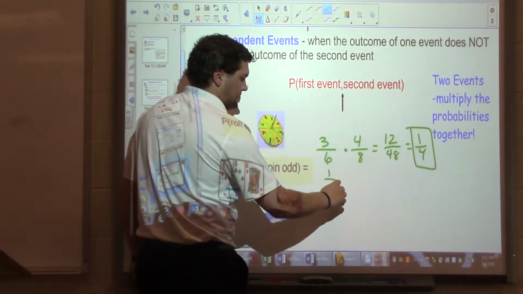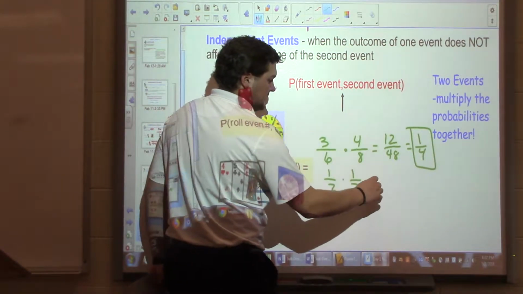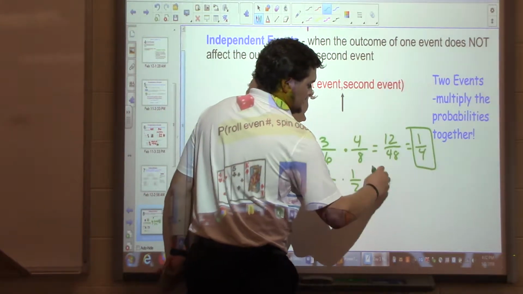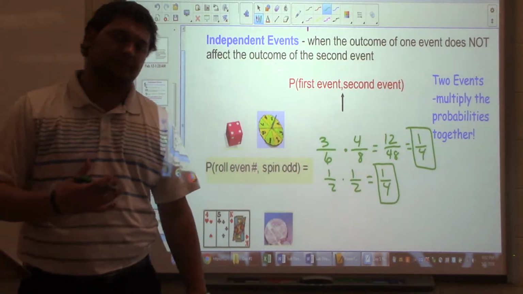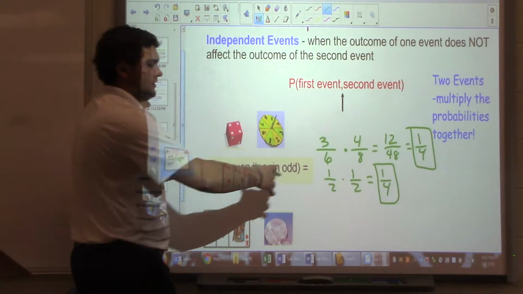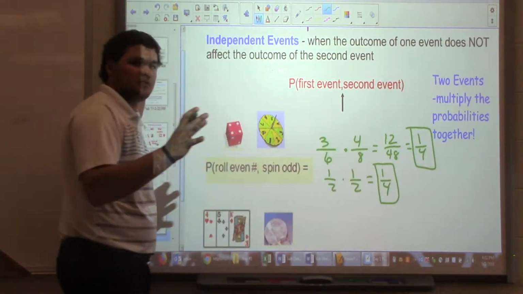Now, if you had reduced beforehand, you get the same answer. 1/2 times 1/2 is going to equal 1/4. Remember, when we're multiplying fractions, we multiply tops, multiply bottoms. So, reduce either after or before, doesn't matter.